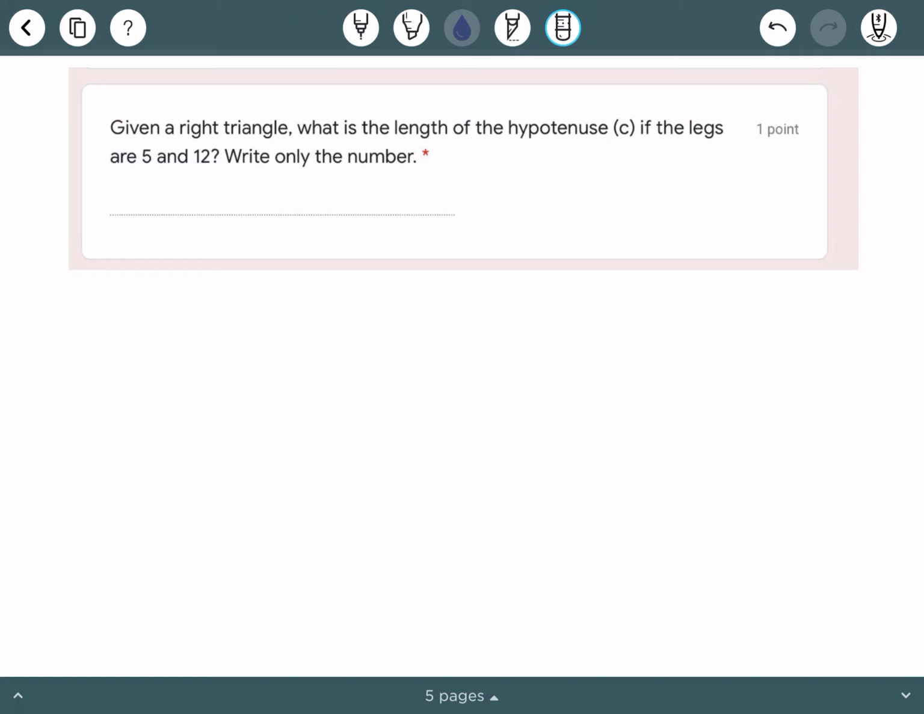This one looks a little bit different just because I wanted to be able to write and show you all some things. So question 1 says, given a right triangle, what is the length of the hypotenuse, which is C, if the legs are 5 and 12? Write only the number. So for this, we need to plug into our Pythagorean theorem. That is that a squared plus b squared equals c squared.